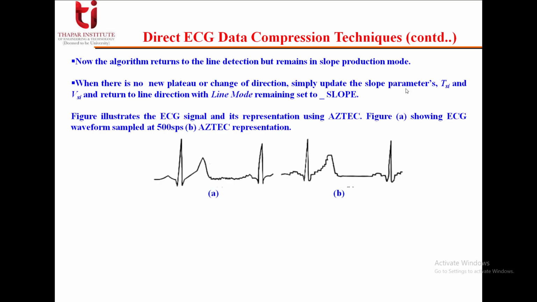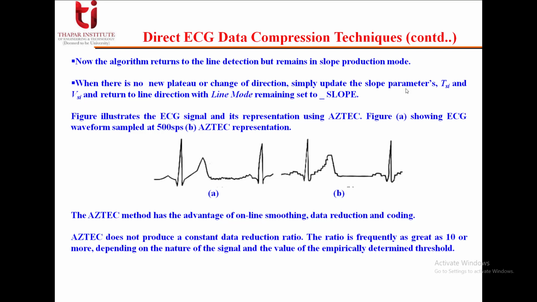Let's see an example. This figure illustrates the ECG signal and its representation using AZTEC. Figure A shows the ECG waveform which is sampled at 500 samples per second, and the second is the AZTEC representation. It has the advantage of online smoothing, data reduction and coding. This does not produce a constant data reduction ratio. The ratio is frequently as great as 10 or more, depending on the nature of the signal and the value of the empirically determined threshold.